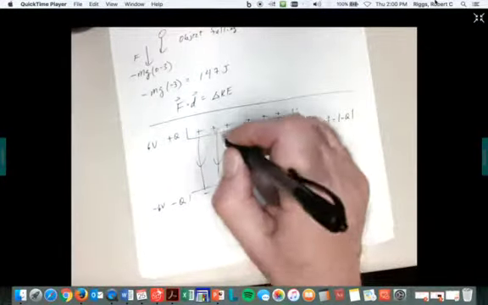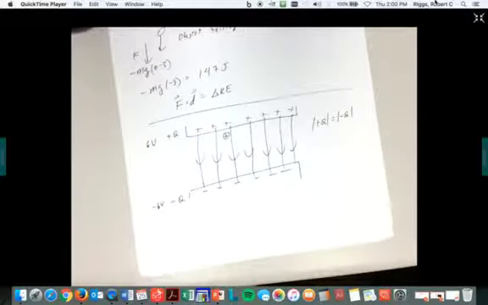So, now where does that proton want to go? Where does it want to go?